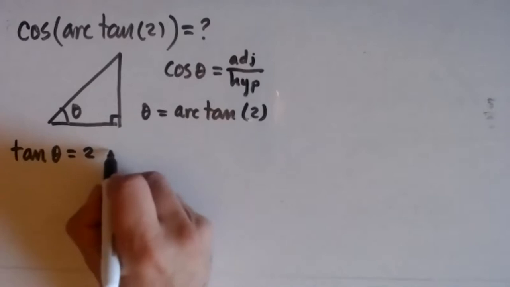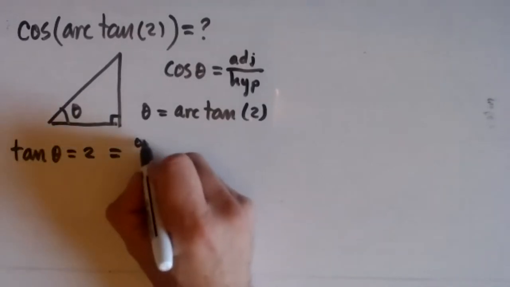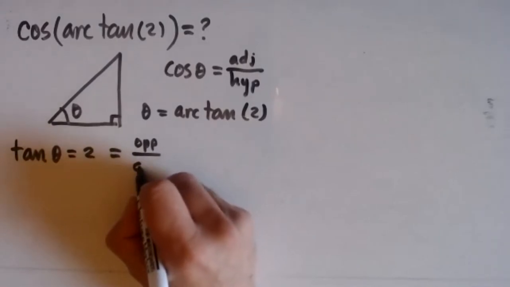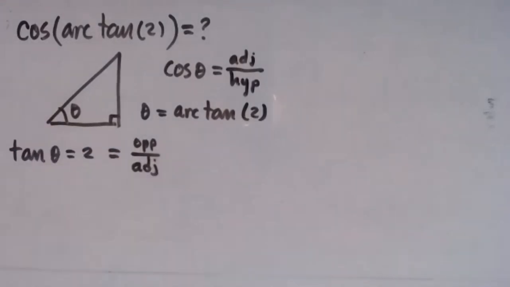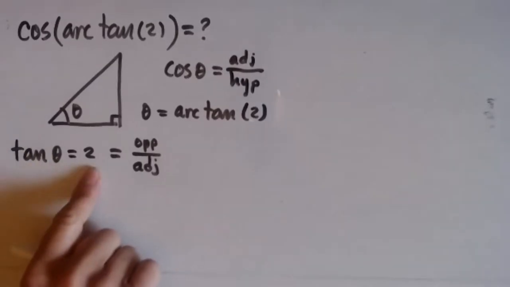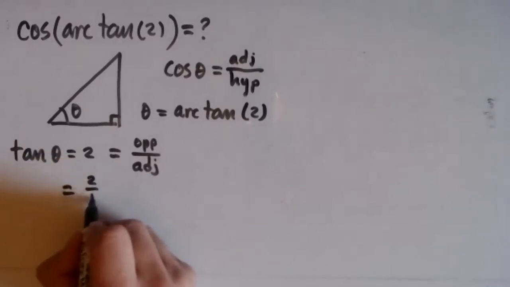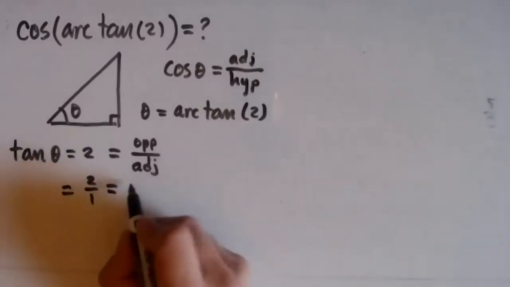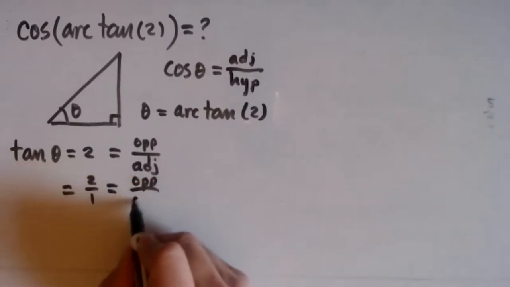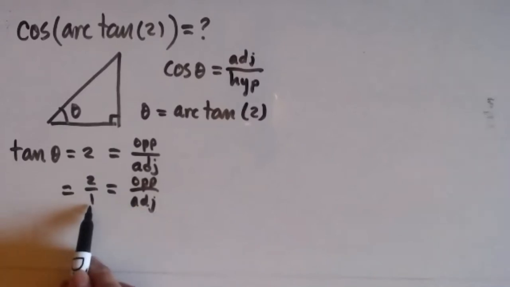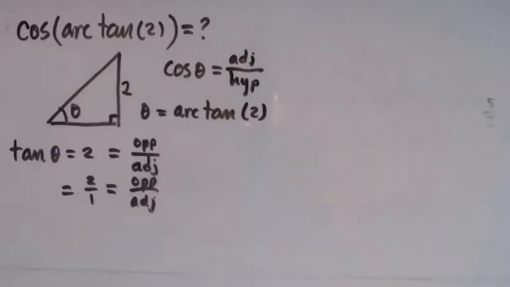Okay, but the tangent is defined opposite over adjacent, correct? Opposite over adjacent. I don't have a fraction, but you know that 2 is 2/1. So my opposite is going to match the top number, and my adjacent is going to match my bottom number. So the opposite is 2, the adjacent is 1. Okay, so I have to find the hypotenuse.